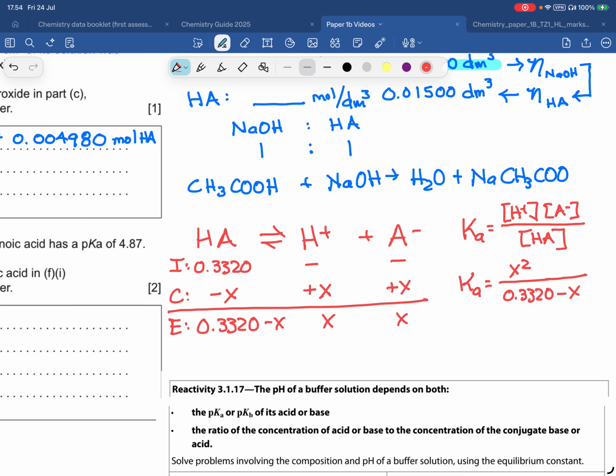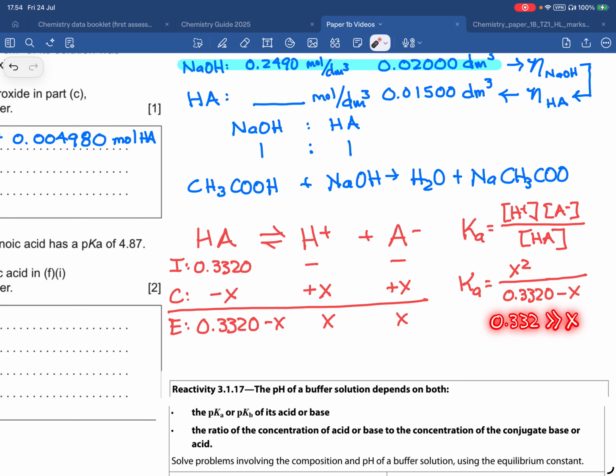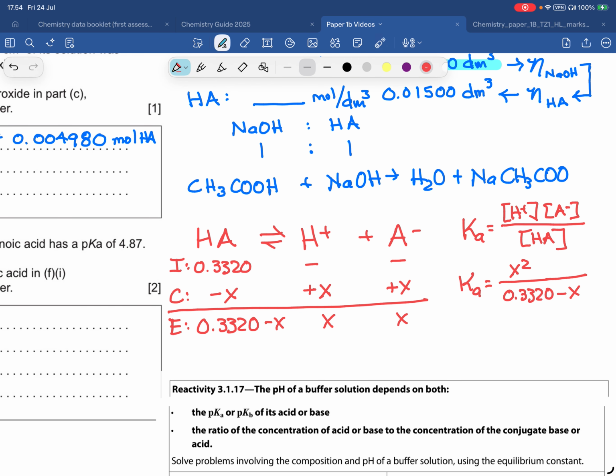Now, the theory behind what I'm about to do is that this X is very small compared to this number, okay? So we would say 0.332 is much, much bigger than X. The word for that, we call that negligible, all right? But if you want to cheat a little bit, basically it boils down to this.